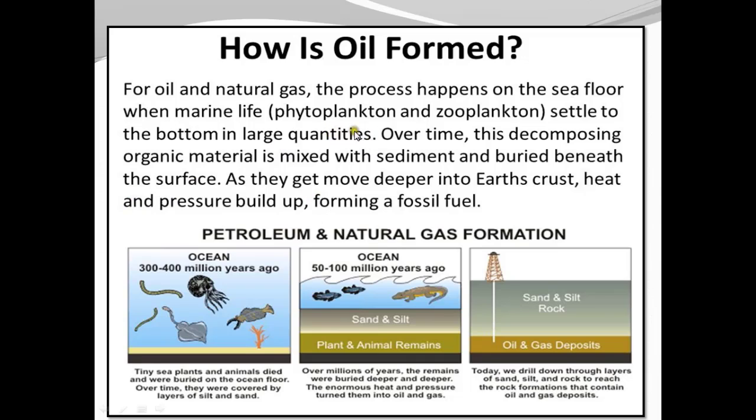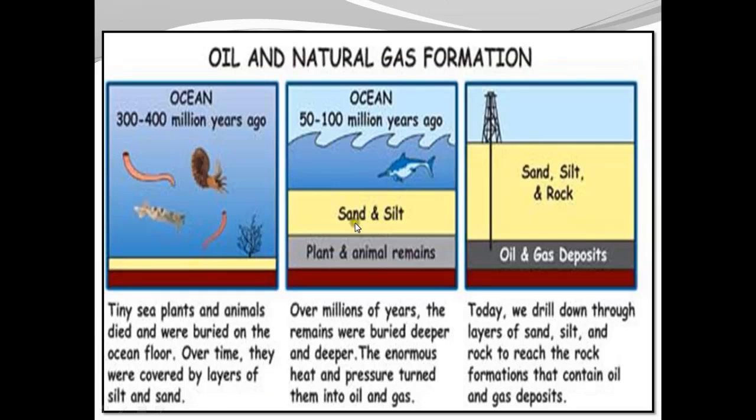For oil and natural gas, the process happens on the sea floor when marine life settles to the bottom in large quantities. Over time this decomposing organic material is mixed with sediment and buried beneath the surface. As it gets moved deeper into Earth's crust, heat and pressure build up, forming a fossil fuel. So here we can see the formation of oil and natural gas.